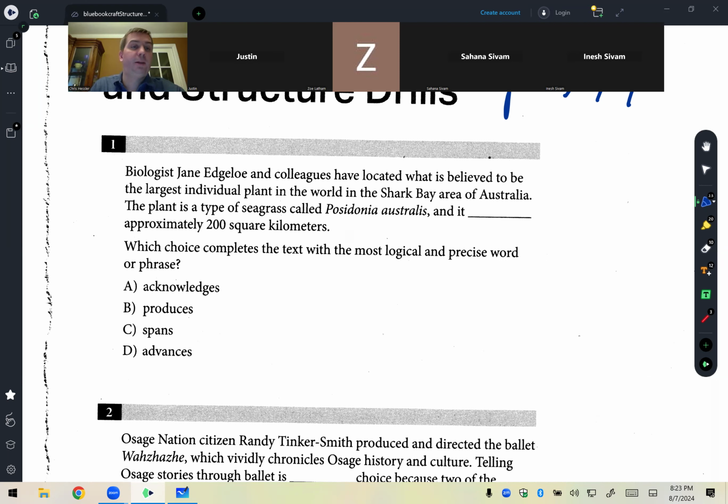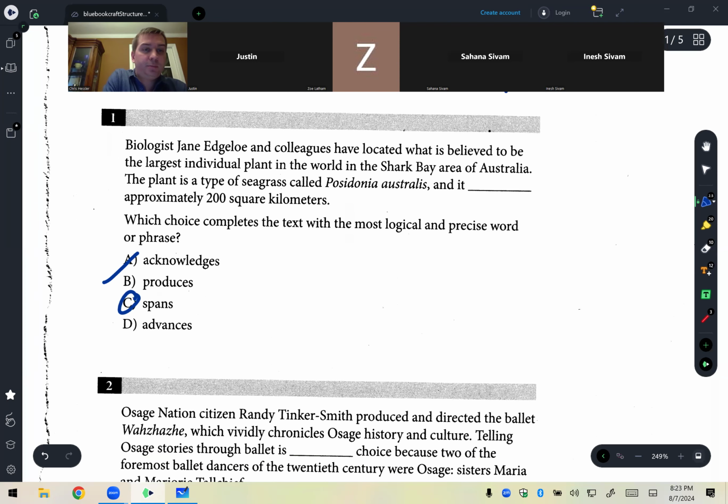So just read the words back in the sentence. If you read acknowledges in there, that would make no sense. Produce, can we produce kilometers? That makes no sense. How about spans? Right answer. It spans approximately 200 square kilometers. So just read the words back in the sentence.